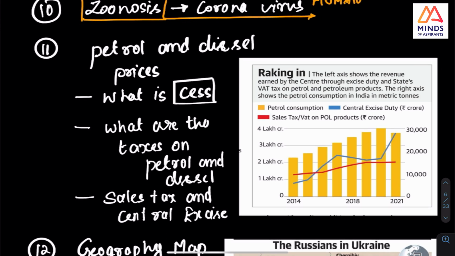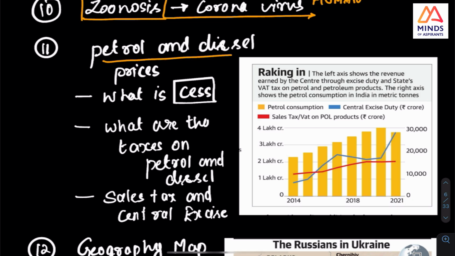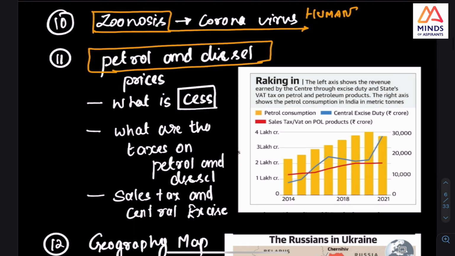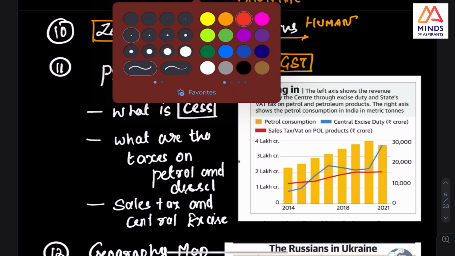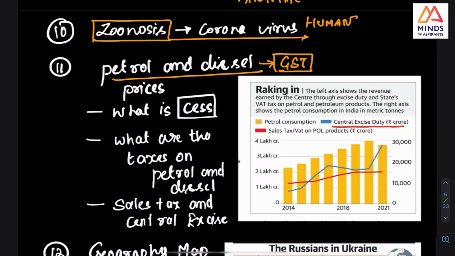Next is the petrol and diesel issue. This also has been in news for a very long time. And look at this diagram. What you have to check is, if you look closely, they are not included in GST. Central excise, that is the point. Central excise and this value added sales tax. Central excise is by the center, and this is sales tax by the states, the value added tax, and that is what is levied on petroleum.